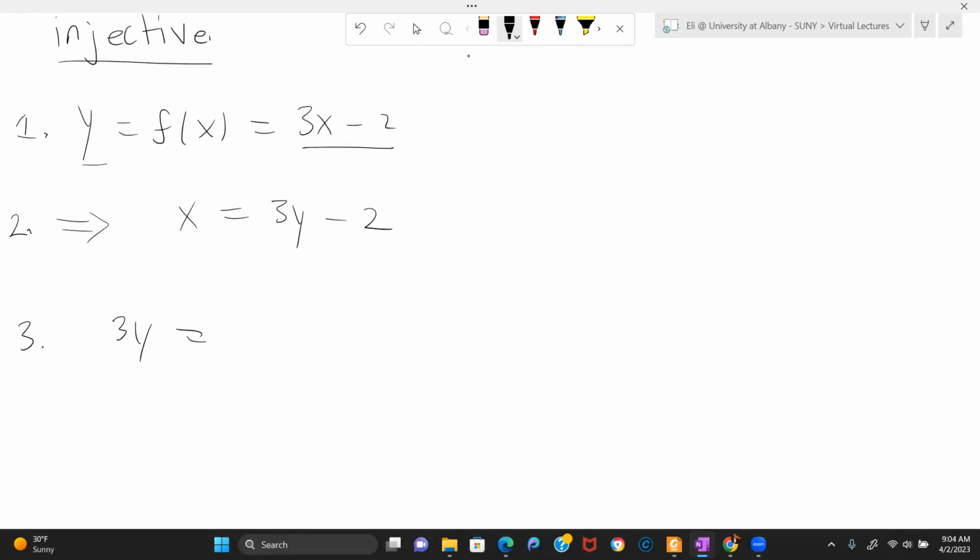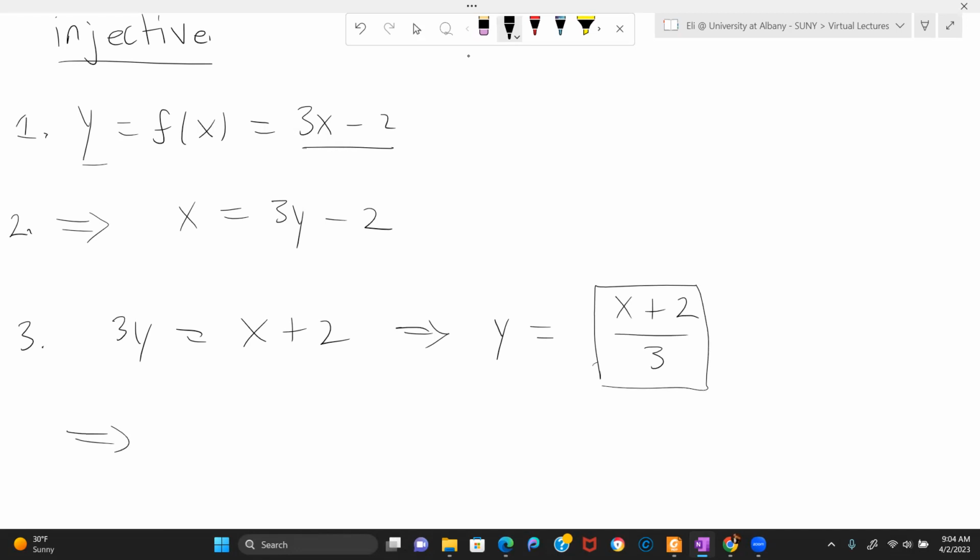So we're gonna get 3y is equal to x plus 2. I added 2 to both sides and just rotated the equation. And now I can divide by 3. So I get x plus 2 divided by 3. And this right here is going to be the inverse. So this implies that f inverse of x is equal to x plus 2 over 3.